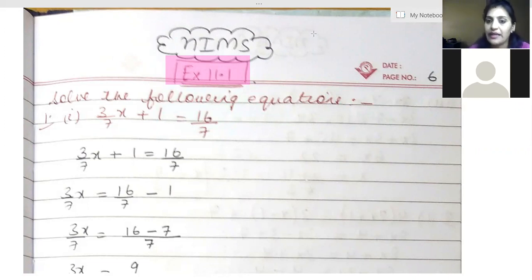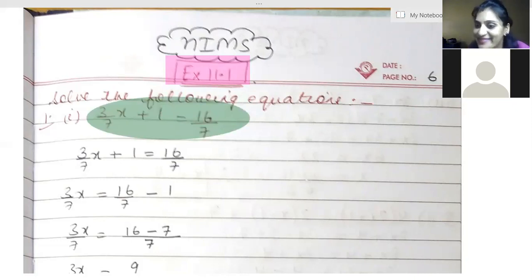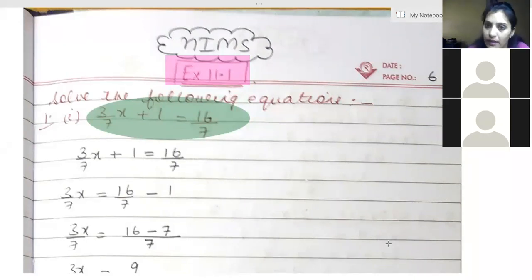First sum, its first part is 3 by 7x plus 1 is equal to 16 by 7. Give it a try. In this, I prefer that you collect the x terms on the left hand side and take the non-variable terms on the right hand side. So we take this 1 to the right hand side, and obviously the sign will change, so plus 1 will be converted into negative. So 3 by 7x is equal to 16 by 7 minus 1.